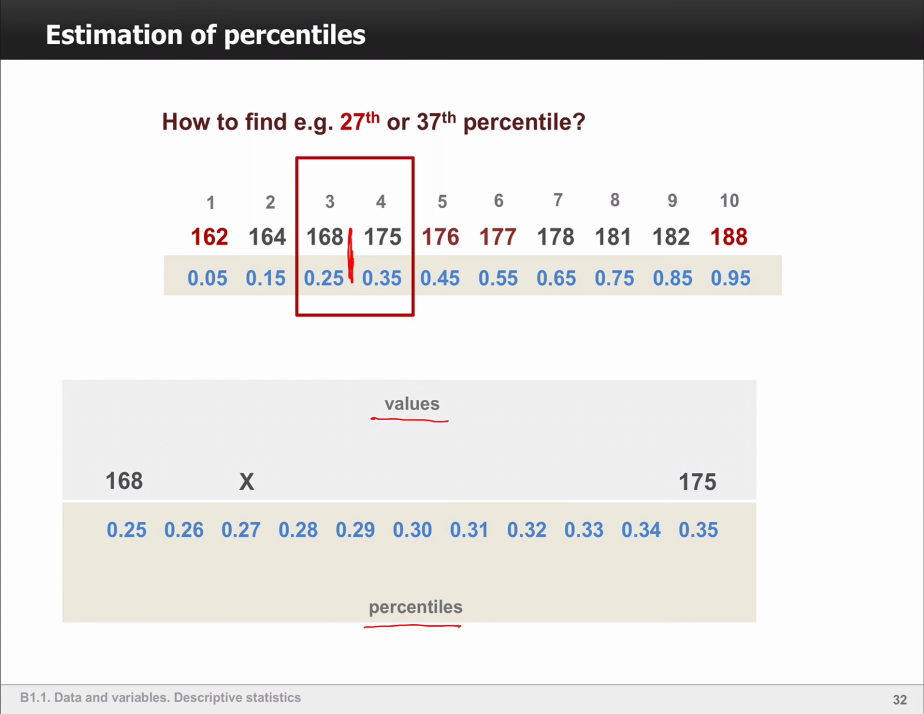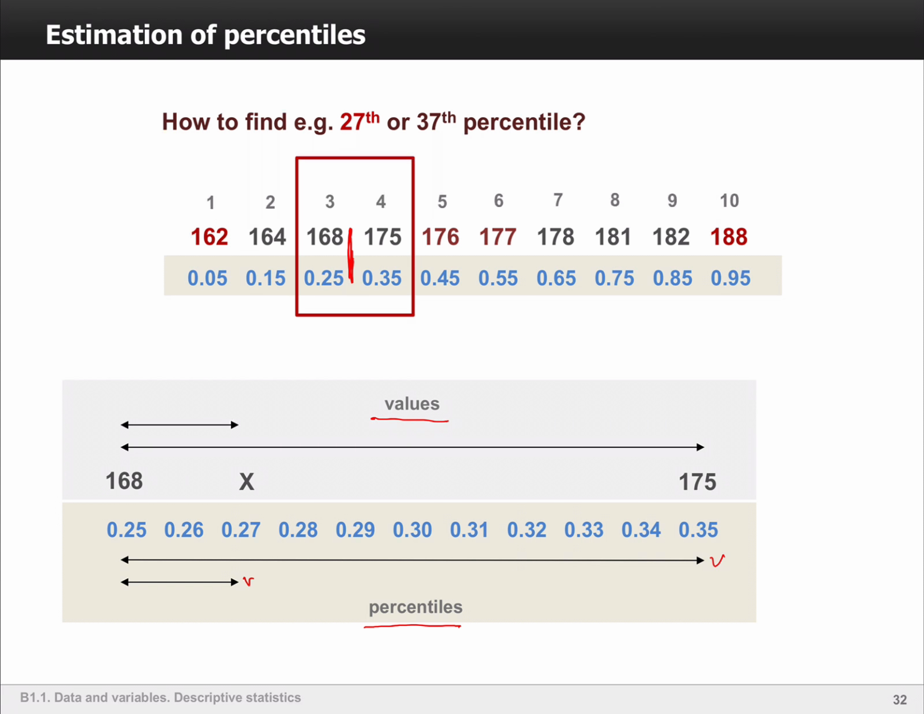So we have another distance, right? How far this 0.27 is from 0.25. And the distance from x to 168 should be actually the same. So that's the linear interpolation we are going to use. If you take these two distances, the ratio between the whole interval and how far the percentile we are looking for is from the left part of this interval, the ratio between these two distances should be the same, both in percentile space and in value space.